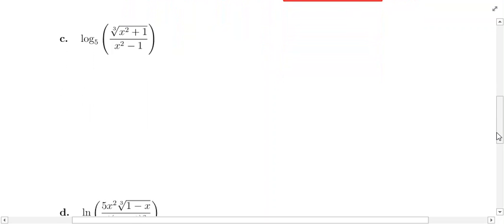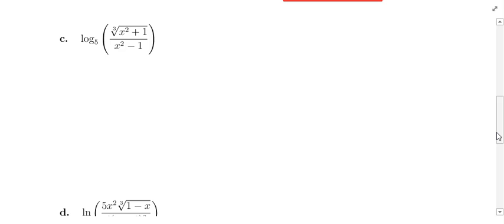Okay, parts A and B were kind of straightforward and simple. Now we're starting to get into more complicated things. Okay, part C, we have log base 5 of the cubed root of (x squared plus 1) over (x squared minus 1). Okay, so there's a lot going on here. This is one logarithm. We're trying to expand it into multiple base 5 logarithms.